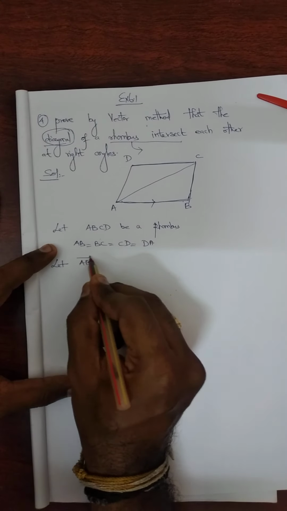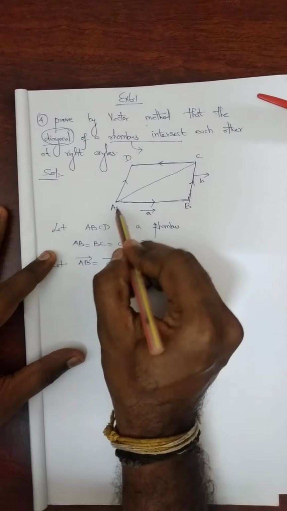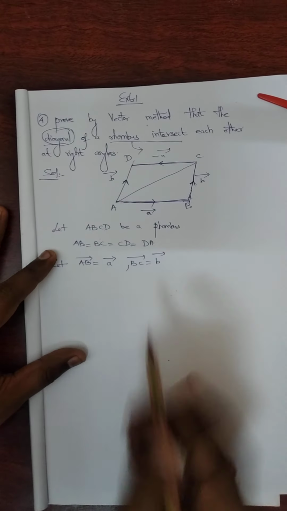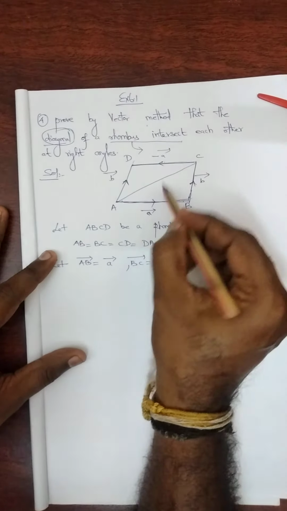Now I am going to draw the diagram using arrows. That is A, B, this moves to C, this moves to D. If I take this one as AB vector, this one is opposite, so I am going to take minus A vector. This is B vector, arrow is the same, so I take B vector. This is A vector but opposite direction, so minus A vector. This is B vector, same direction.